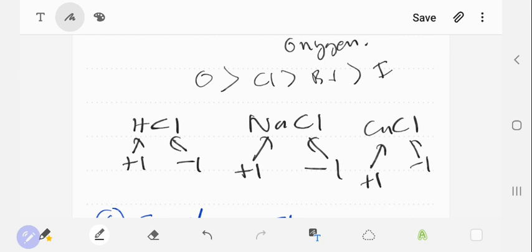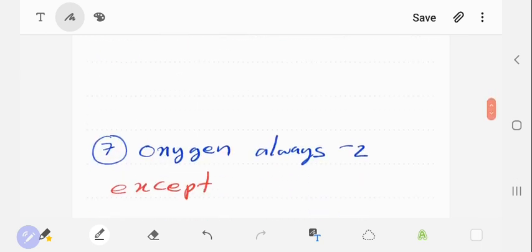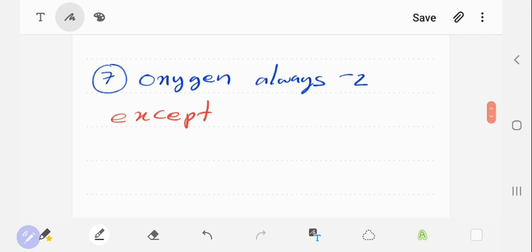Next rule: fluorine is always -1. Even in OF2, fluorine is -1. This is the rule. Next rule: oxygen is always -2, except with fluorine, where it is +2. In OF2, oxygen is +2.